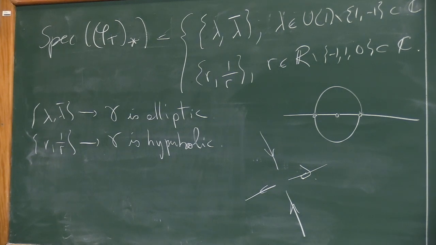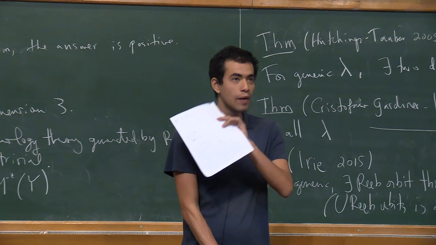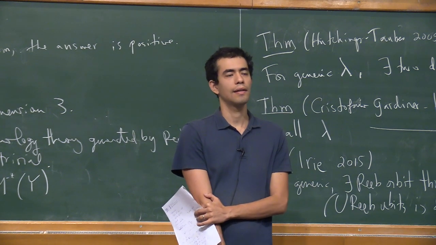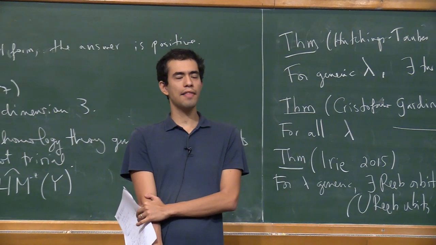I think the action functional here is just the integral of lambda over gamma. Yes, no, I understand. I tried to do the computation in my head, but it did not follow. But I'm asking if it's some... I think it is, yeah.